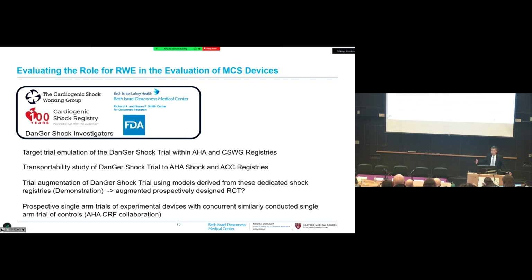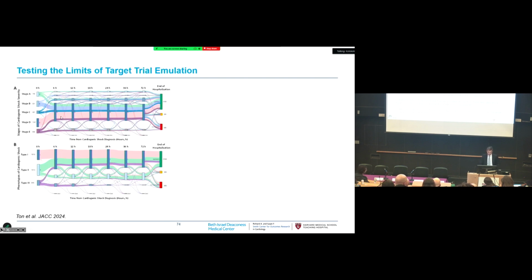What would have been the theoretical power gain in DANGER? Could they have terminated the trial, say, at 7 years and not 10, had they had that approach in their arms? And then, of course, there is this AHA-CRF collaboration, which Dan has spoken about: prospective single-arm trials of experimental devices with concurrent, similarly conducted single-arm trials of controls.